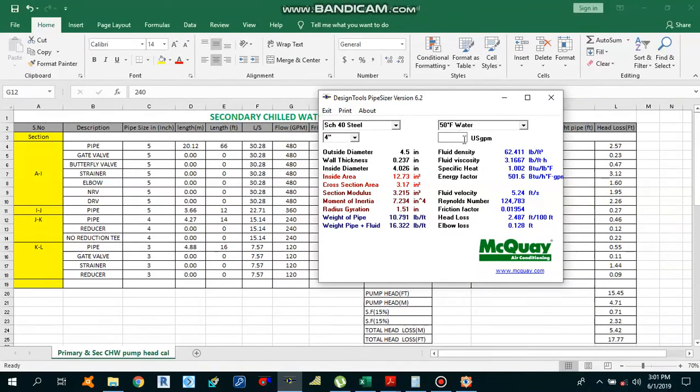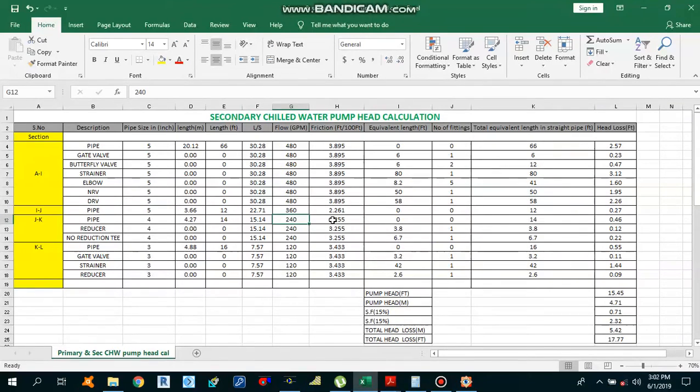4-inch pipe size, 240 GPM. How much is the head loss? 3.255 feet per 100 feet.